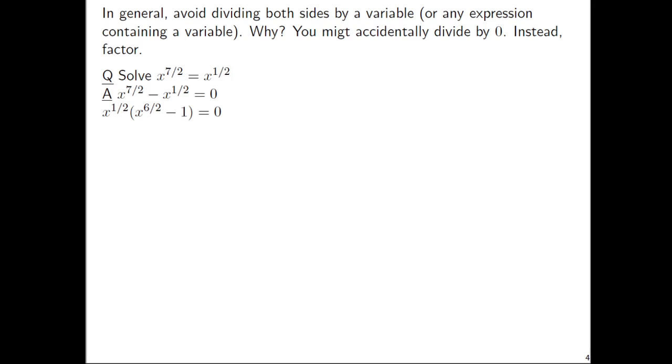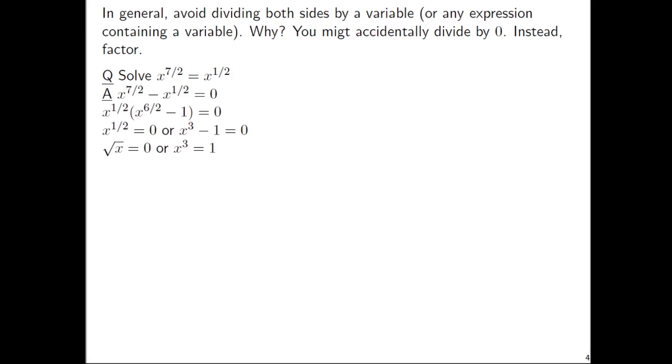So let's talk about that first part: x to the 1 half times x to the 6 halves. When you multiply things with the same base, you add the exponents, and 1 half plus 6 halves is 7 halves. Okay, now we can apply the 0 product property, so x to the 1 half equals 0, or what's in parentheses equals 0. We just simplified the 6 over 2 to be a 3. So x to the third minus 1 equals 0.